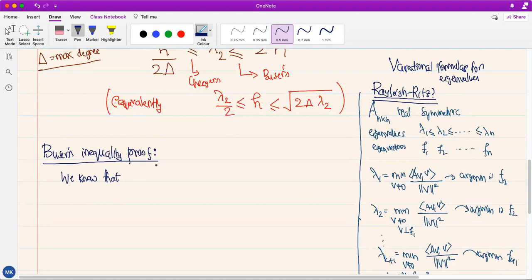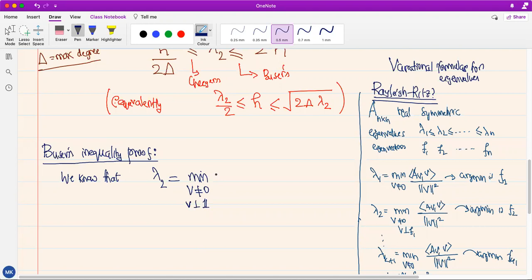So how do I write lambda 2? Let's use this one. So what do I get? It is the minimum over v not equal to 0 and v perpendicular to what? Perpendicular to the all-ones vector, because that is the first eigenvector. Right? If you want to normalize, divide by square root 10, but whether it's orthogonal to the constant vector 1 or the constant vector 1 over root 10 is the same thing.